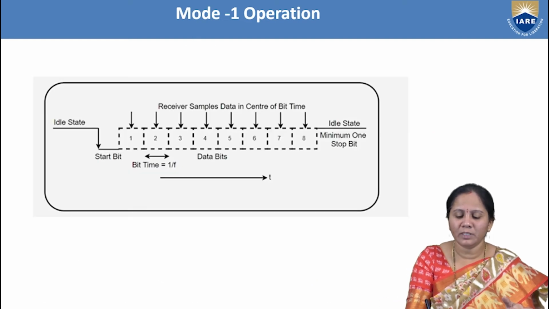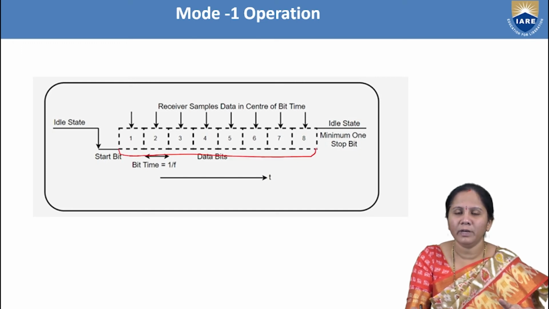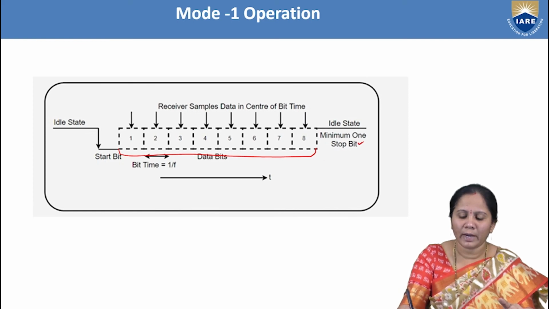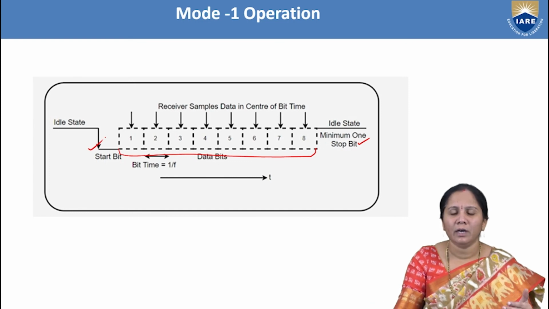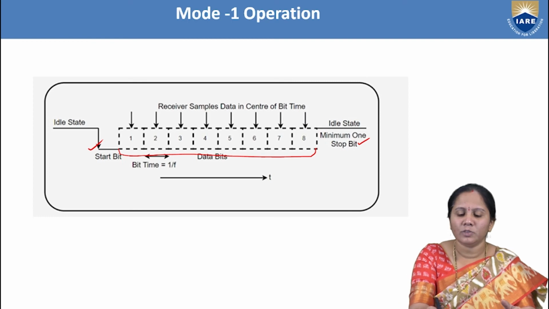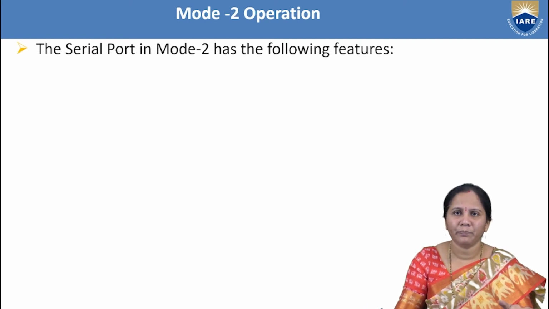If we observe, this figure clearly shows that the character length is 8 bits. To this 8-bit data, we add the stop bit and start bit such that the size will be totally 10 bits. So those are the features of mode 1 operation.